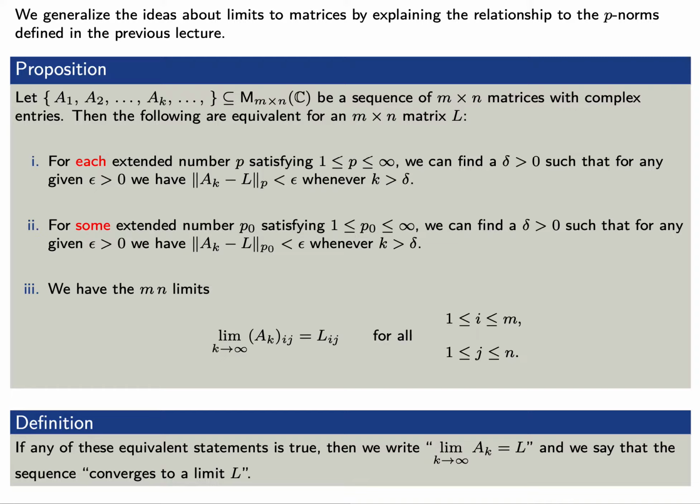The whole point of this proposition is to say that there are many different ways in which one can define a limit, because there are many different ways in which we can say that one matrix is close to another matrix. The point is that all of these methods, all of these definitions, will be one and the same.